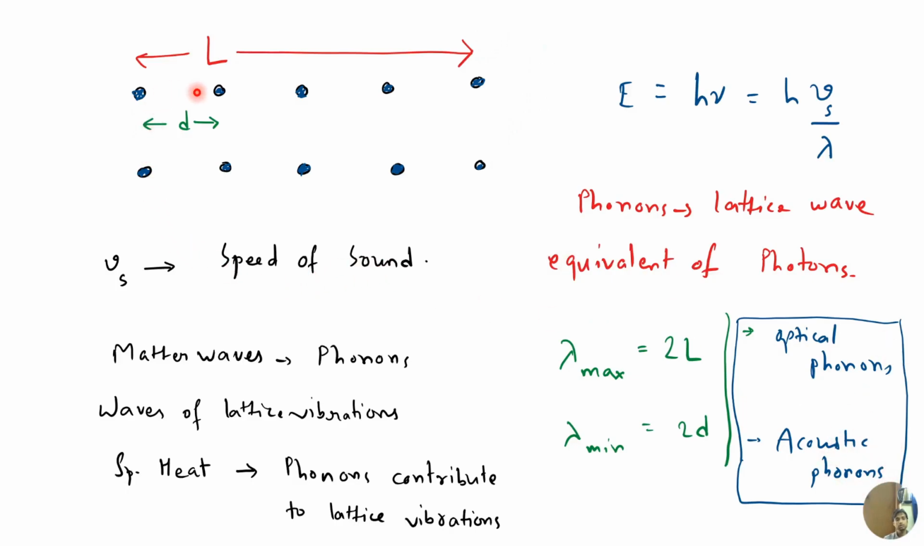But there are situations in which you have, for example, a sodium chloride crystal, in which the neighboring atoms are of opposite charge. When they start to vibrate, it becomes like a dipole oscillation, and that can interact with light. Those kinds of phonons are called optical phonons.